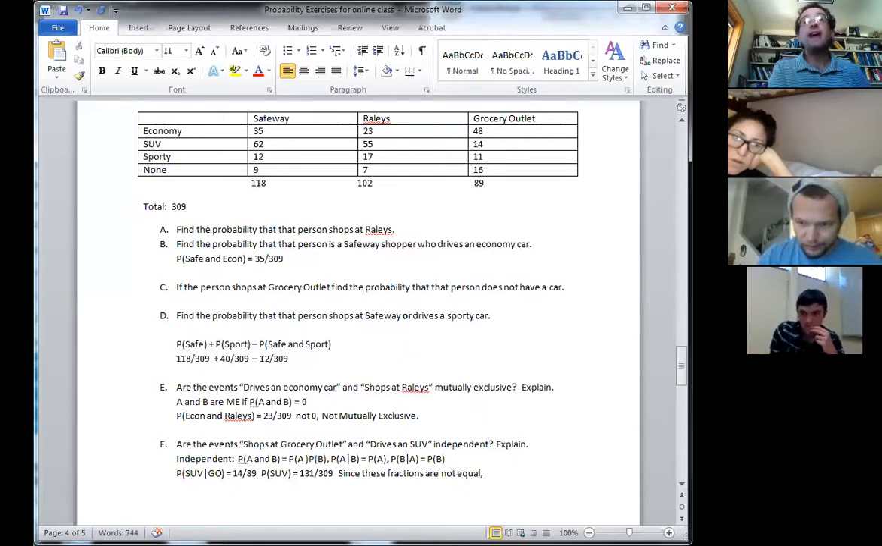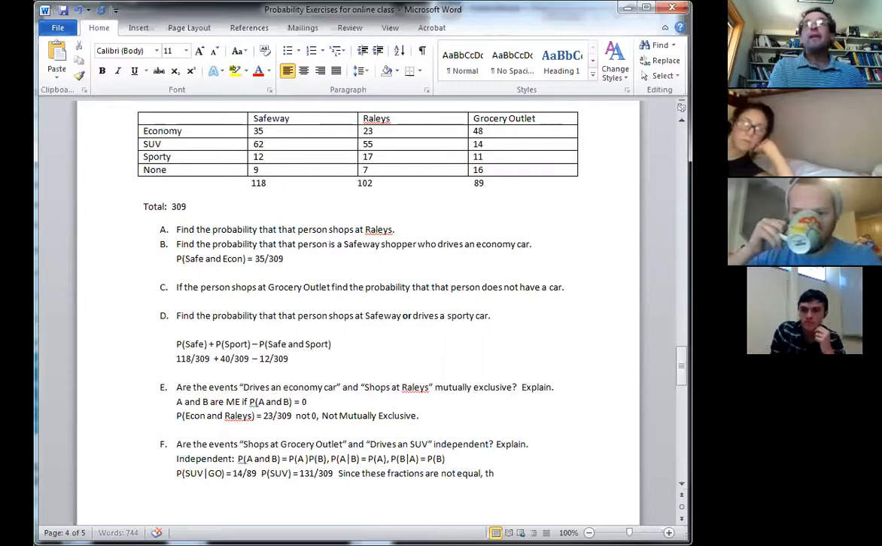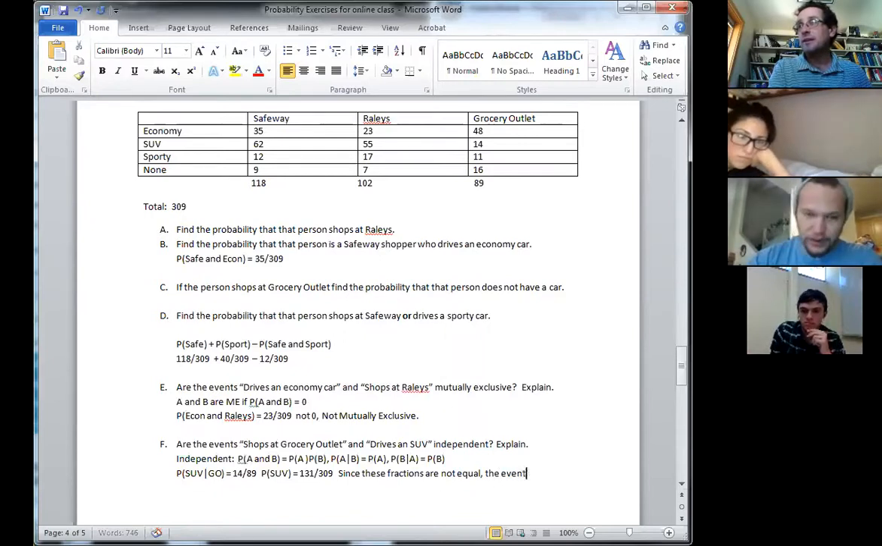So since the two fractions are not equal, the events are dependent. And dependent is the word for not independent. It's a little easier to write. Any questions on this example?